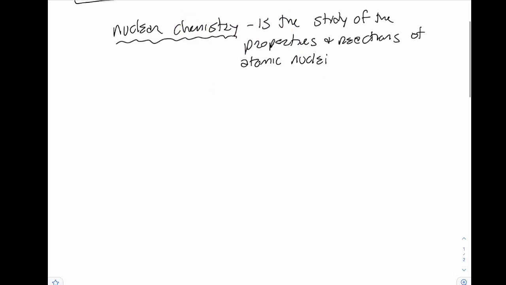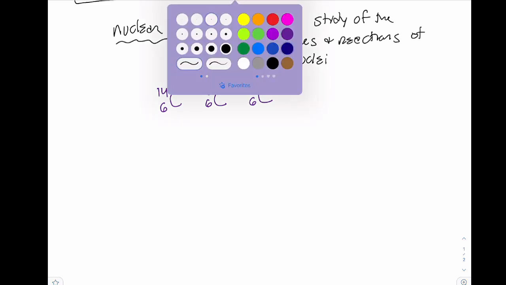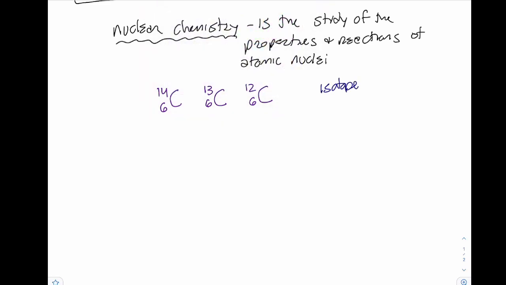So just kind of reviewing a little bit here, I had mentioned carbon-14, carbon-13, and then carbon-12. Right? All of these are carbon atoms, right? We know that because I'm putting down a C, right? Which is the atomic symbol for carbon. If we look up my atomic number, it's going to be 6 for all of these. So isotopes, remember, are atoms of the same element with different mass numbers.